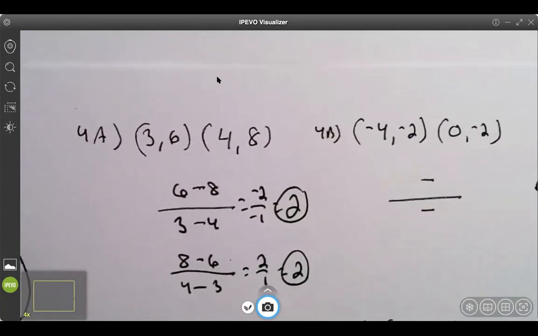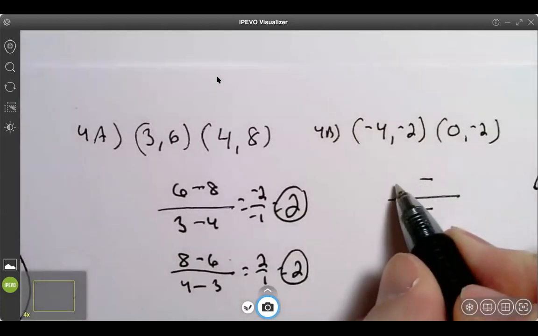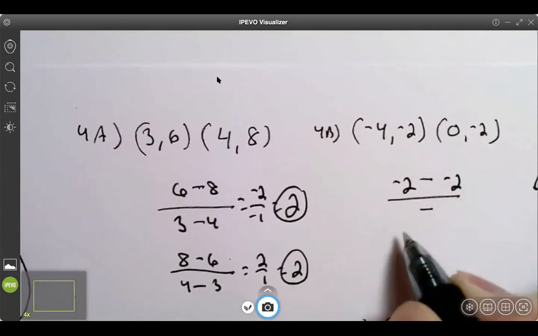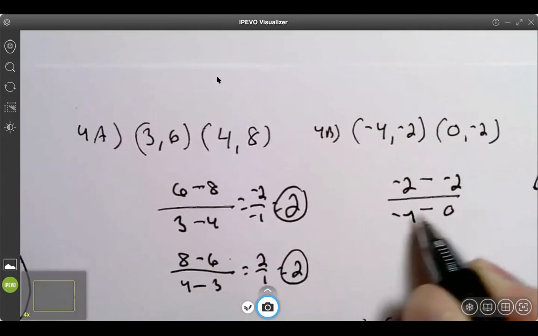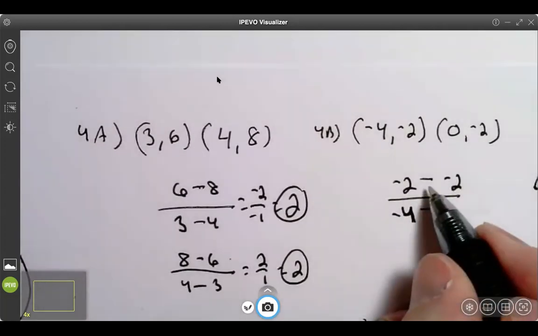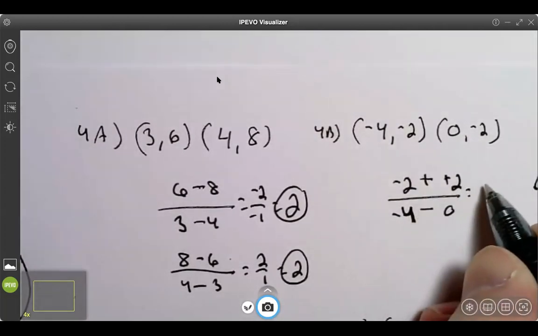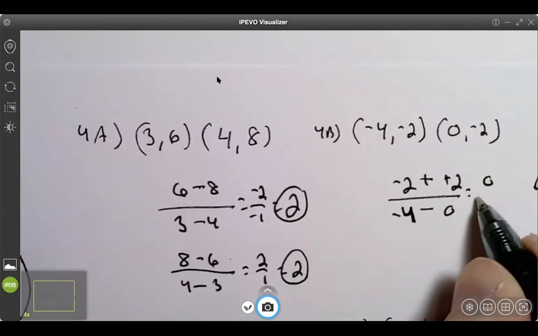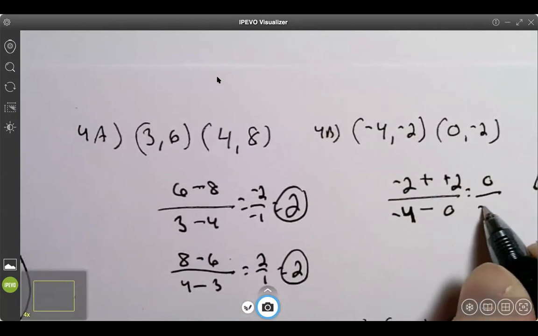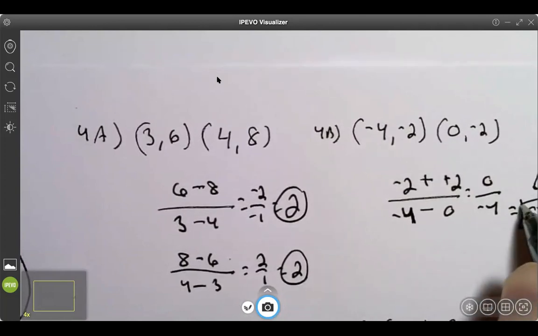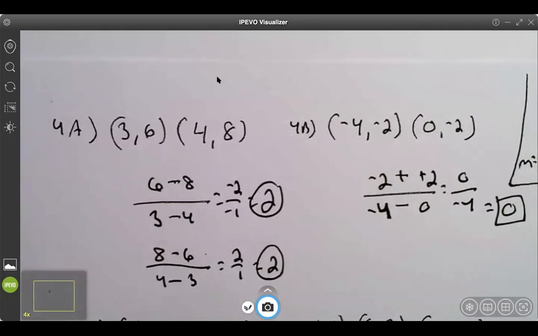Try 4b. On 4b, I'm going to go left to right. -2, -2 on the y's. -4, 0 on the x's. Change that to plus positive. -2 and +2 is 0. -4 minus 0 is -4. 0 divided by -4 is 0. So the answer to that one is 0. 0 slope.